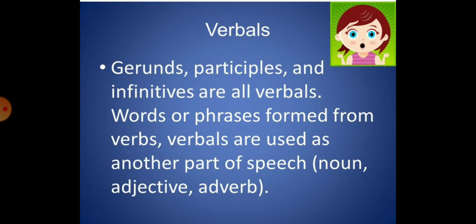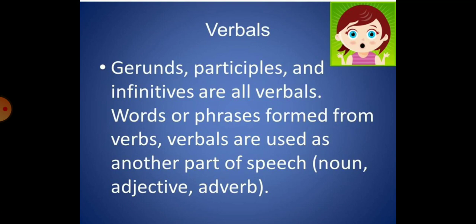Today we are going to learn the gerunds, participles, and infinitives. These are called verbals: words or phrases formed from verbs. Verbals are used as another part of speech, for example, noun, adjective, and adverb.